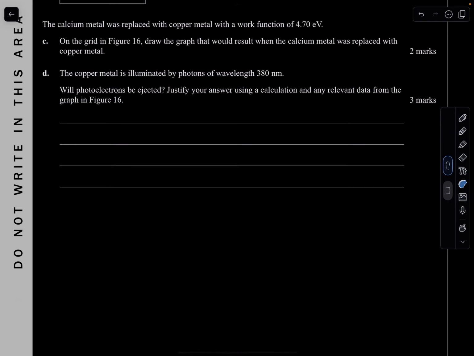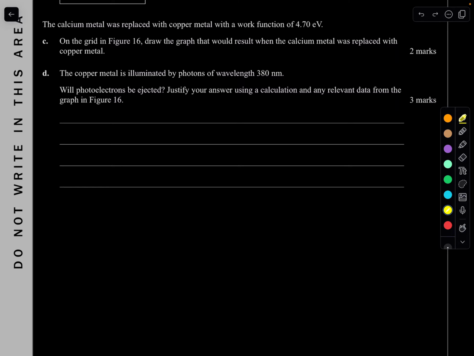The copper metal is illuminated by photons of wavelength 300 nanometers. Will photoelectrons be ejected? Justify your answer using calculations and any relevant data from the graph. Easy. We know the work function. We just need to determine the energy of those photons, and if the energy of the photons is greater than the work function, then photoelectrons are ejected. If it is less, then they're not ejected.